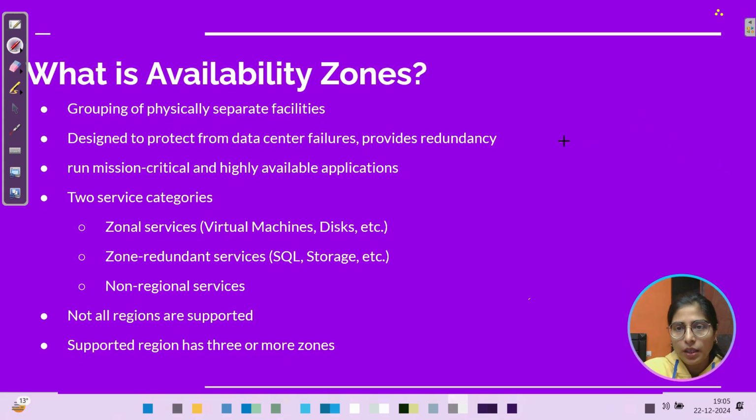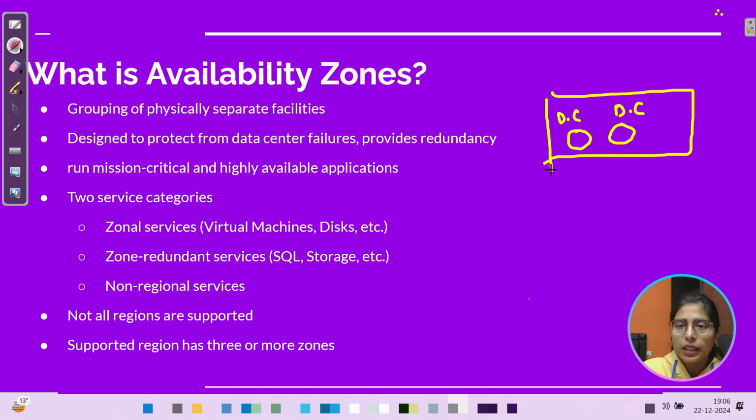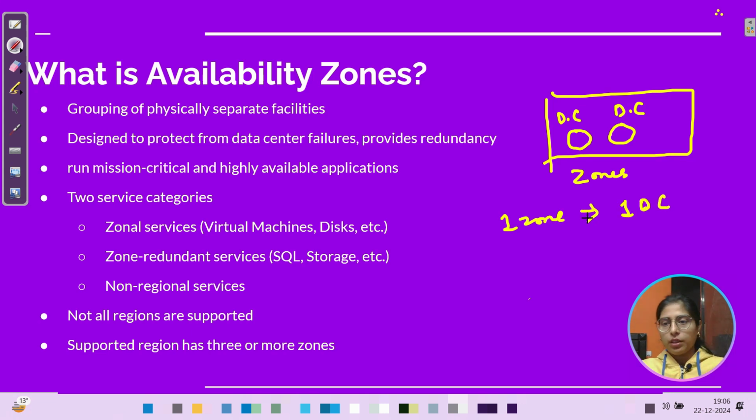Now let's talk about availability zones. So we have already talked about data centers, right? So let's assume this is one data center, this is another data center. So you can say a group of these data centers can be considered as zones or availability zones. Typically, one zone contains one data center, but one zone can have more than one data center. So it is not necessarily important that one zone will have one data center. Now these availability zones are basically designed to protect from data center failures and provide redundancy.